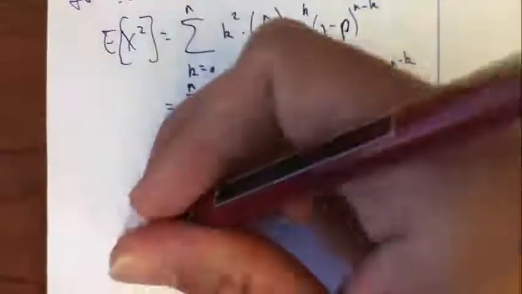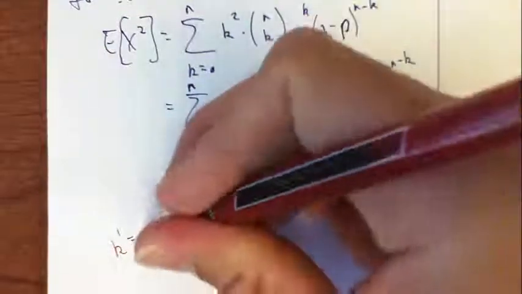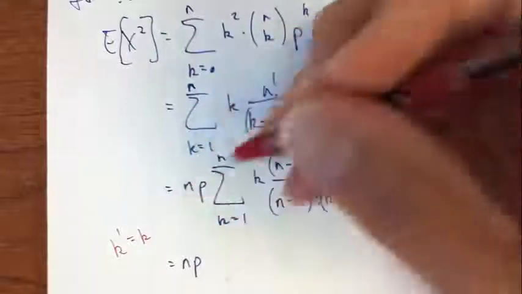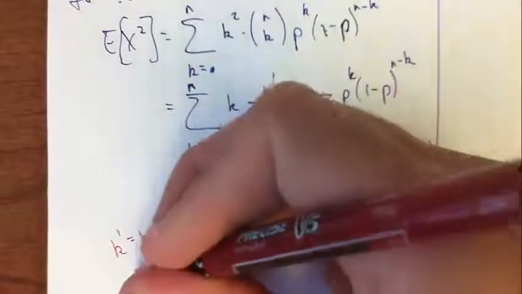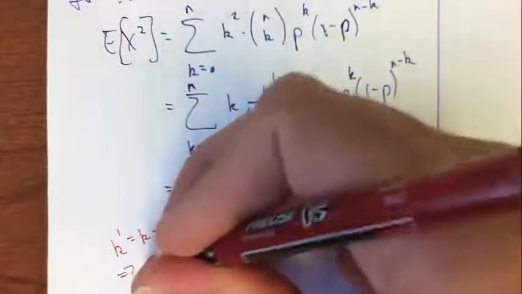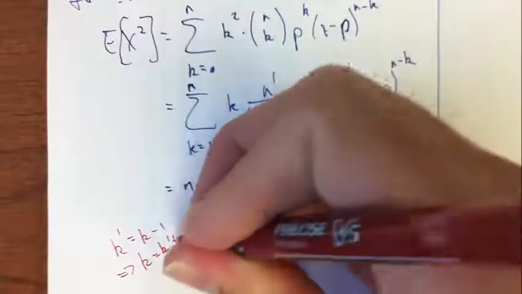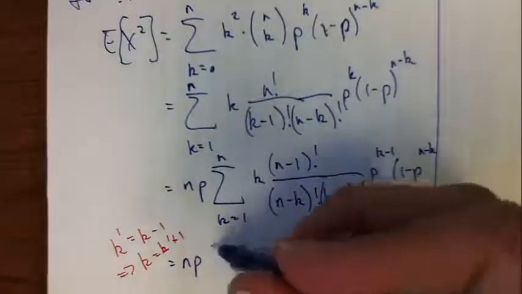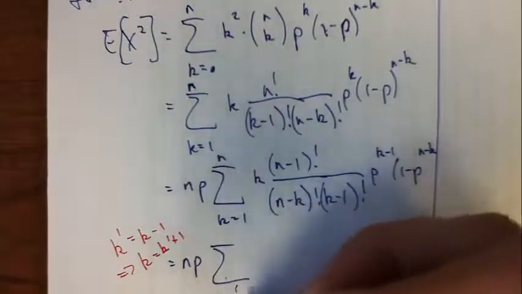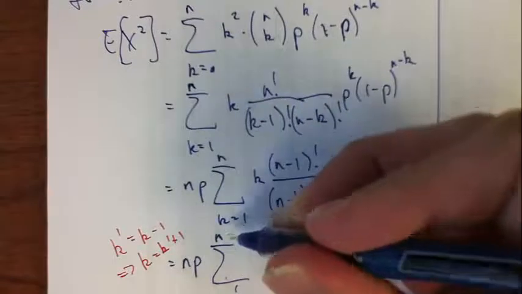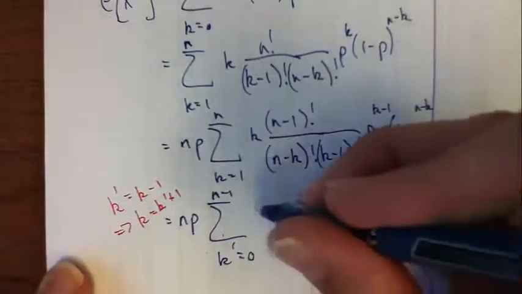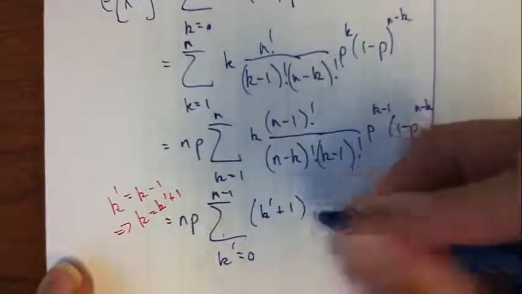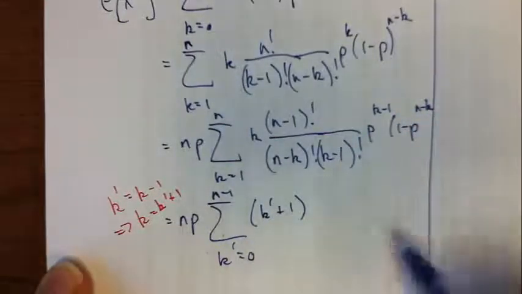So again, I'm going to set k prime equal to k minus 1, so that also this would imply that k equals k prime plus 1, in case I need that. So the sum now, I can write it as k prime goes from 0 up to n minus 1, okay? And then I have a k prime plus 1, that's what my k is. k becomes k prime plus 1.